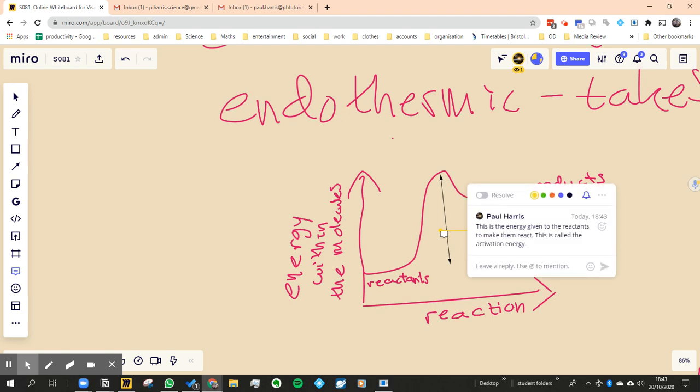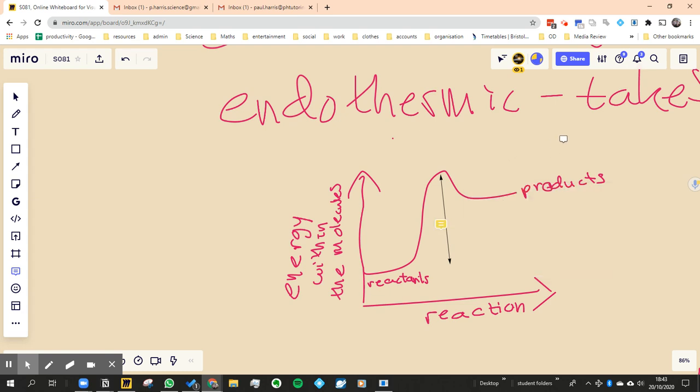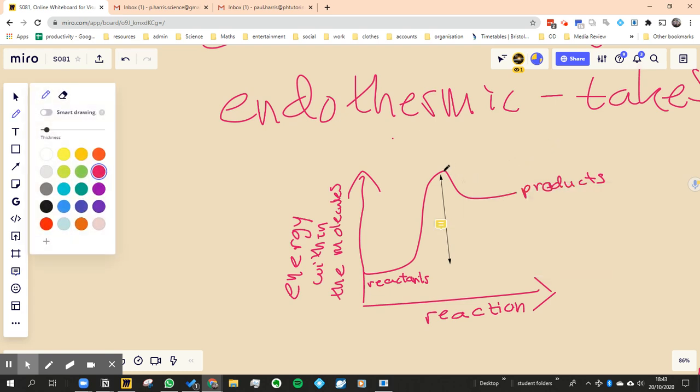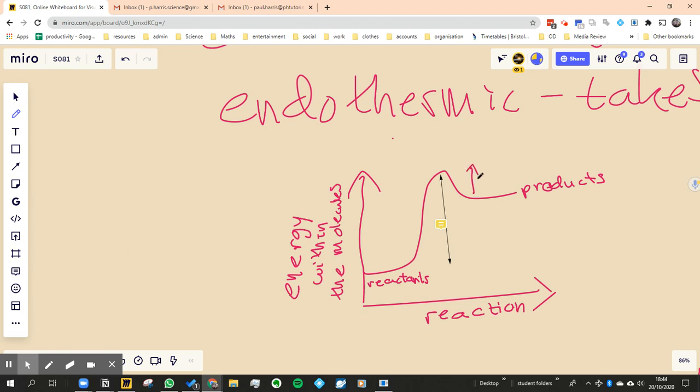Now, next on this diagram, once it's got to that point where it can react, it then releases a certain amount of energy. So this amount of energy here, this is just called the energy released.